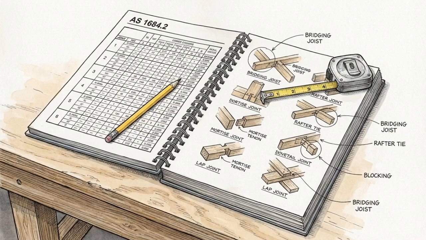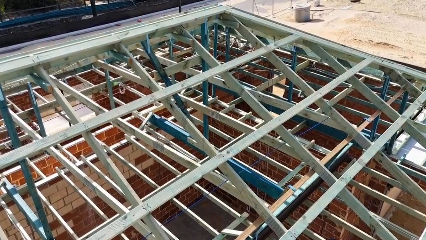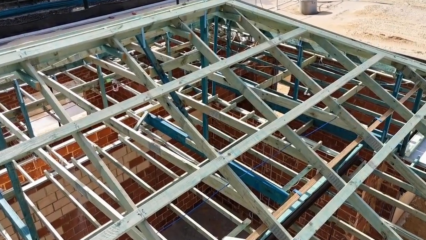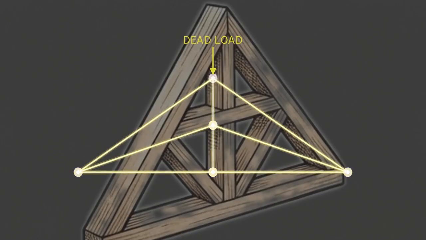AS 1684.2 acts as the technical manual for resisting these forces, providing the specific member sizes and connection details needed to maintain structural integrity. This high-angle view of an exposed timber roof shows the complexity of the modern residential frame. Every intersecting member must function as part of a unified load-bearing system.